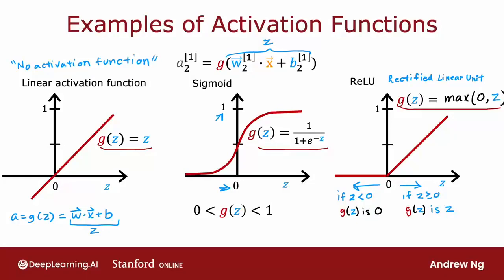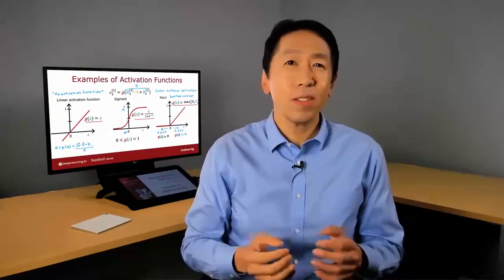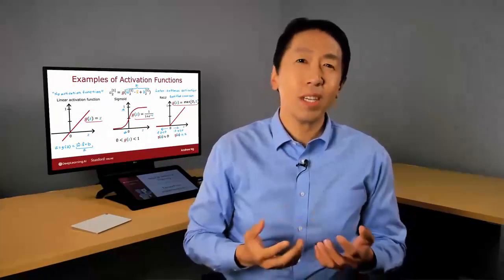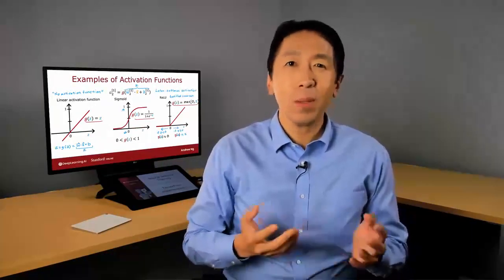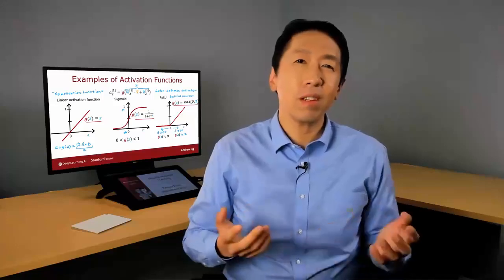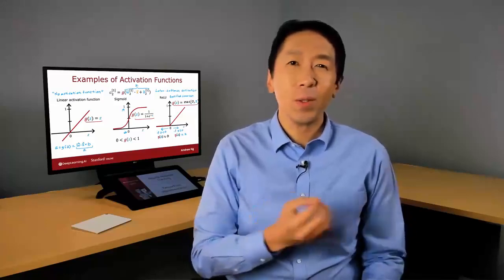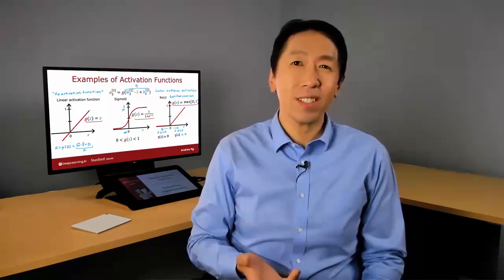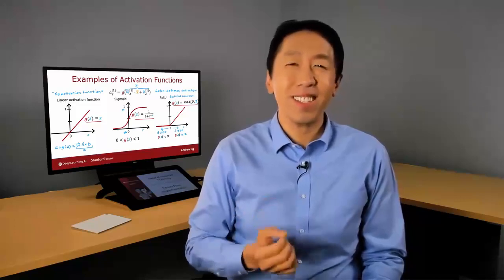Later this week, we'll touch on a fourth one, called the softmax activation function. But with these activation functions, you'll be able to build a rich variety of powerful neural networks. So when building a neural network, for each neuron, do you want to use the sigmoid activation function, the ReLU activation function, or a linear activation function? How do you choose between these different activation functions? Let's take a look at that in the next video.